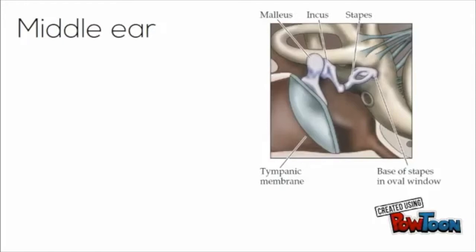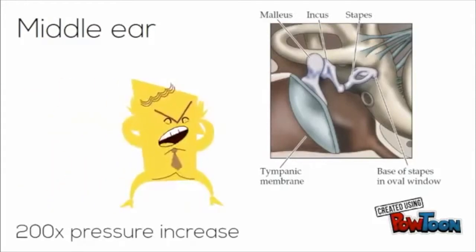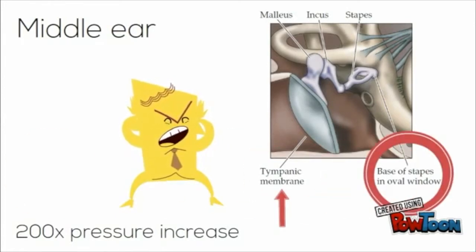In the middle ear, the pressure is increased 200 times. One reason for this is that the tympanic membrane has a larger surface than the oval window. Besides, the ossicles increase pressure because they act like levers.